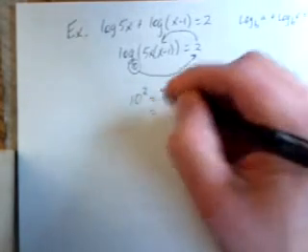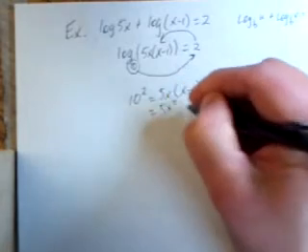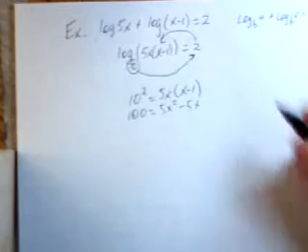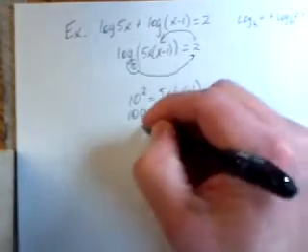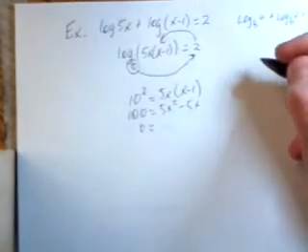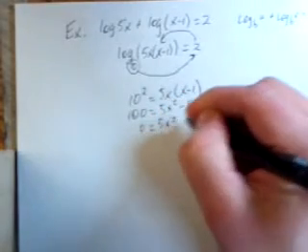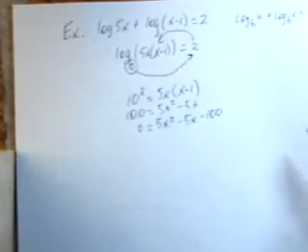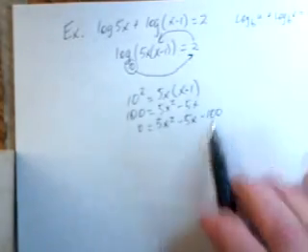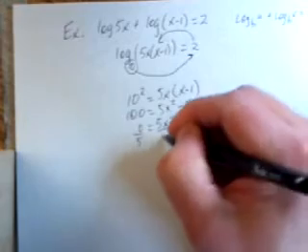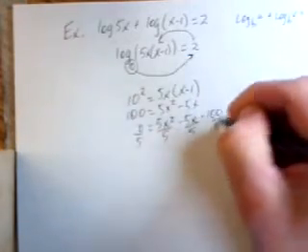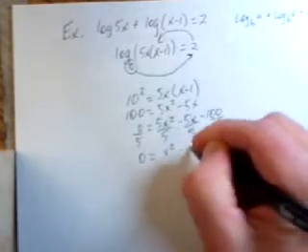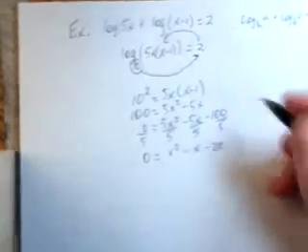Once you distribute this 5x, you're going to get 5x squared minus 5x, and 100 on the far left-hand side. Writing this in standard form, subtract 100 from both sides and get 5x squared minus 5x minus 100. If you recognize the greatest common factor of 5, divide it away. So 0 equals x squared minus x minus 20.